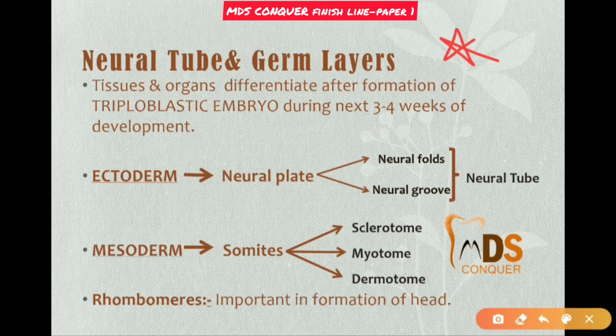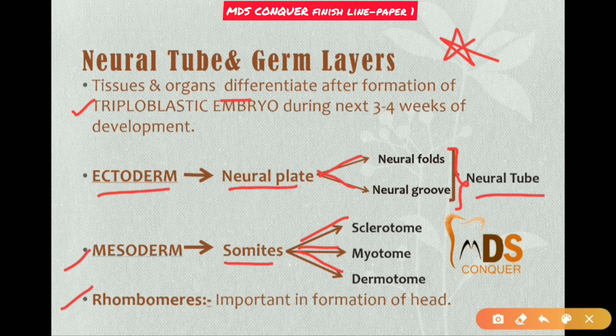There are the neural tube and germ layers, and here our tissues and organs will differentiate after the formation of the triploblastic embryo. Then here we'll see the ectoderm. From this ectoderm, the neural plate develops, consisting of neural folds and neural groove, which completely forms the neural tube. Then from the mesoderm, somites like sclerotome, myotome, and dermatome will develop. And rhombomeres are important in the formation of the head.